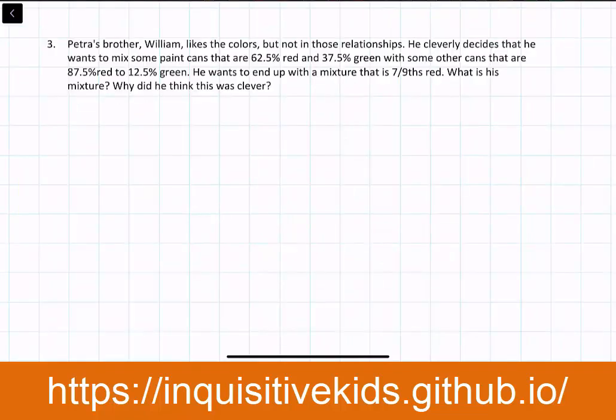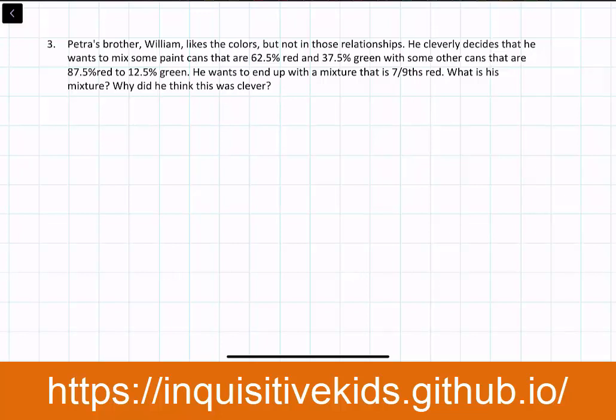And here's our third problem. Petra's brother, William, likes the colors, but not in those relationships. He cleverly decides that he wants to make some paint cans that are 62.5% red and 37.5% green, with some other cans that are 87.5% red and 12.5% green. He wants to end up with a mixture that is 7/9 red. What is his mixture, and why did he think this was clever?